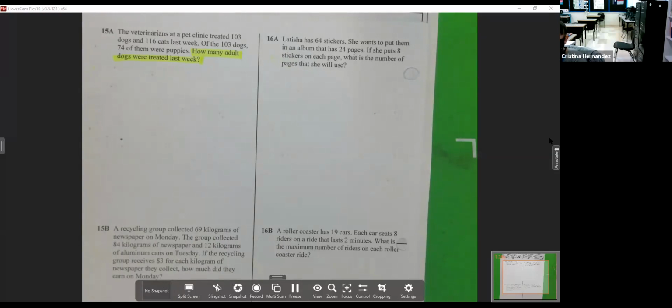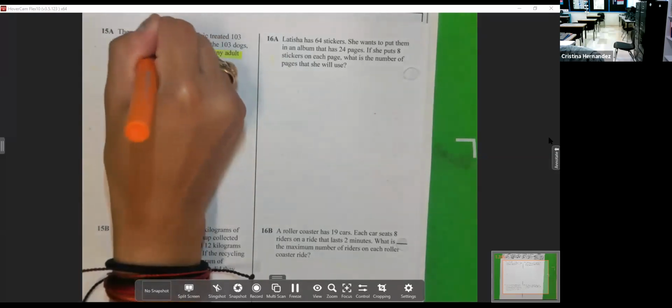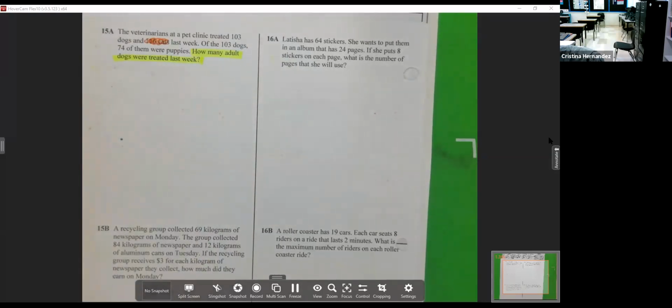What numbers do we need or don't need? What can we get rid of? Cats. Antonio says we don't need to know the number of cats. We don't care about the cats this week. So we have 103 dogs and 74 puppies. We're trying to figure out how many adult dogs were treated last week. What are we going to do? Who thinks they know?